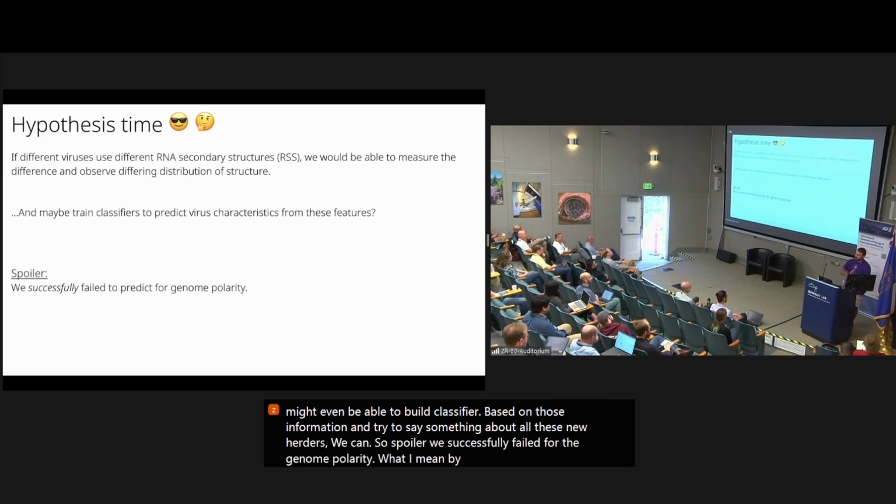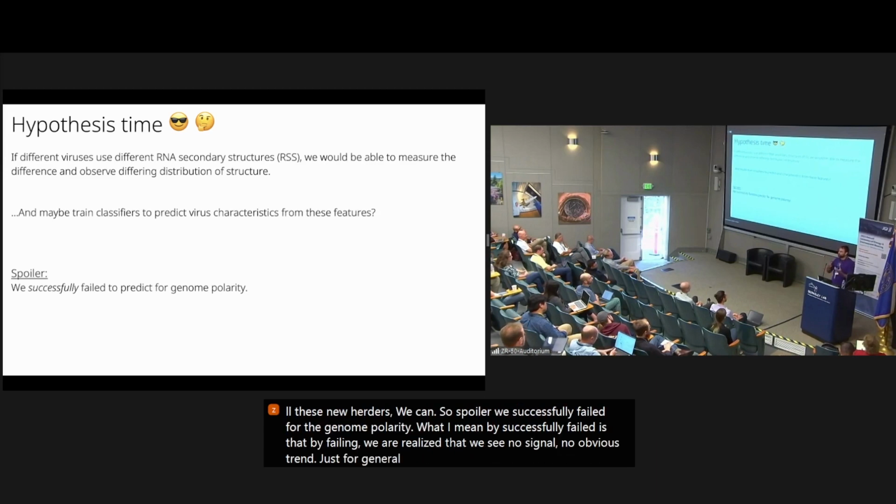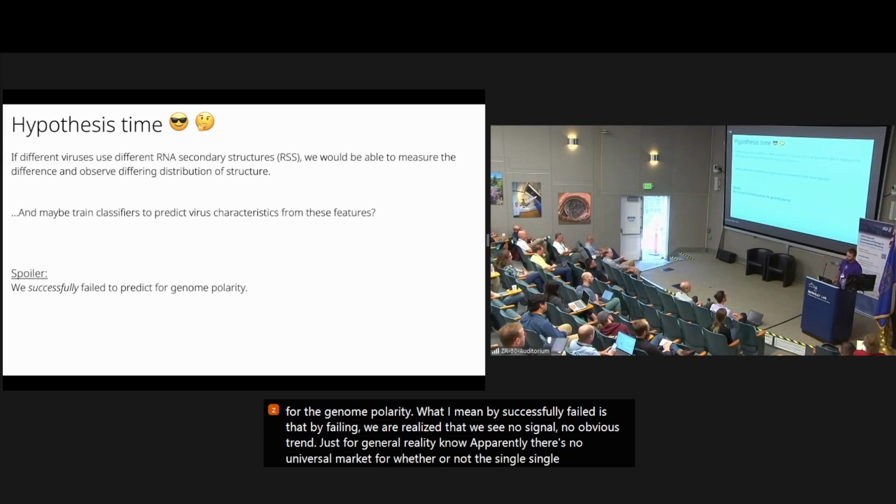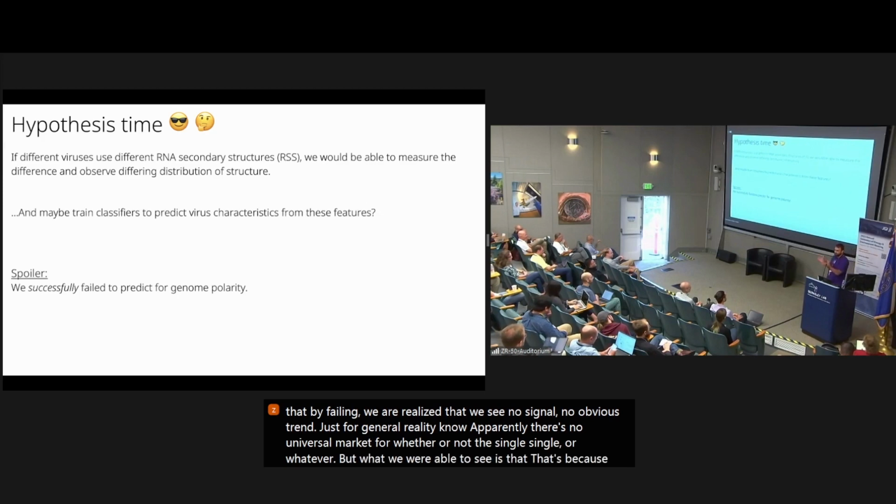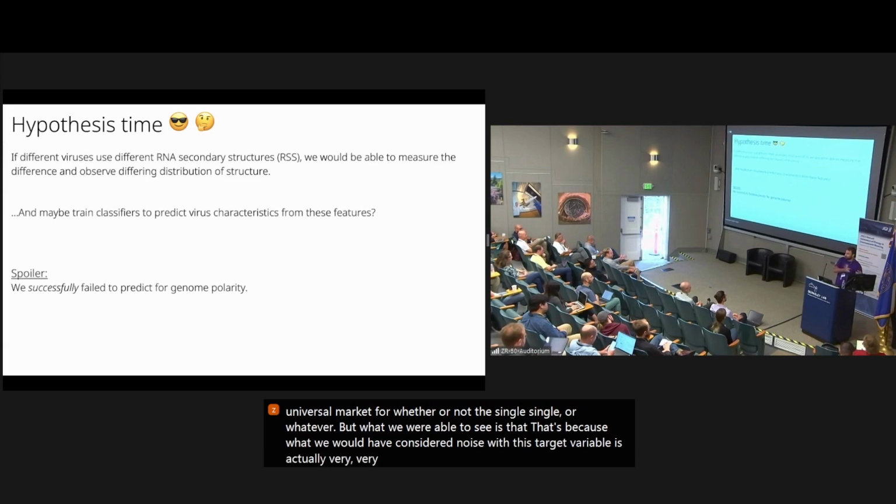And what I mean by successfully failed is that by failing, we realized that we see no signal, no obvious trend just for genome polarity. Apparently there's no universal marker for whether they're single-stranded or double-stranded. But what we were able to see is that what we would have considered noise with this target variable is actually a very important feature for the taxa. So essentially, different lineages of viruses use very specialized combinations of secondary structure.